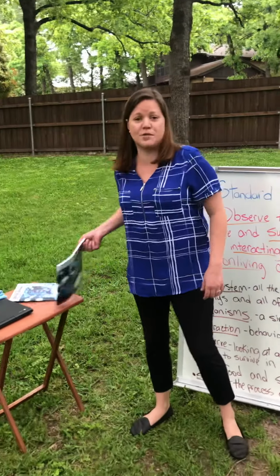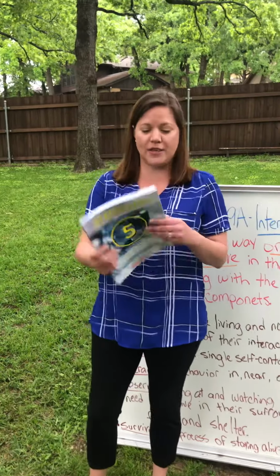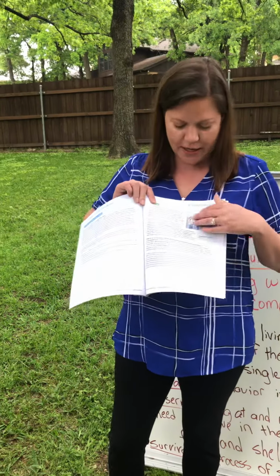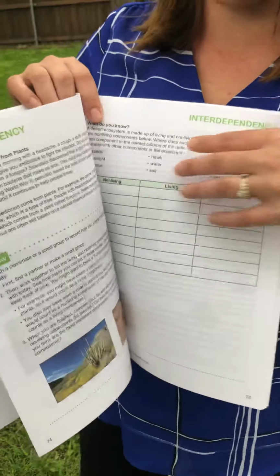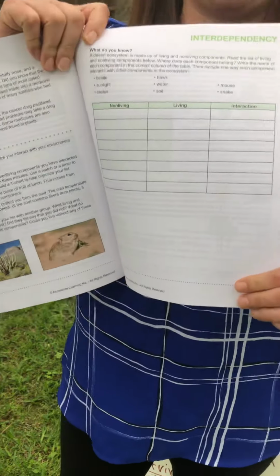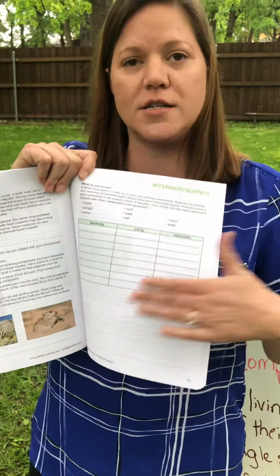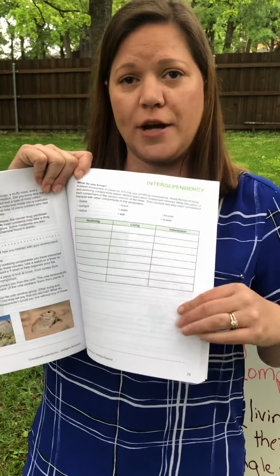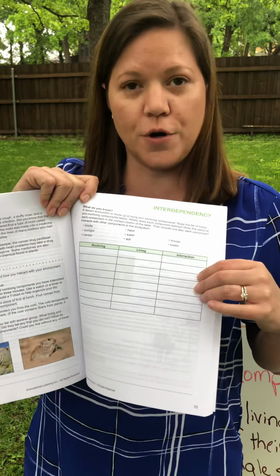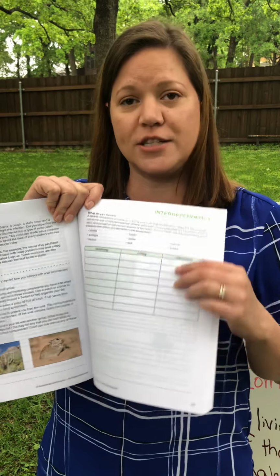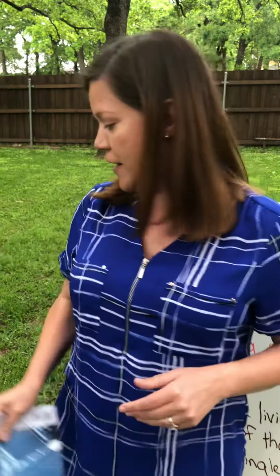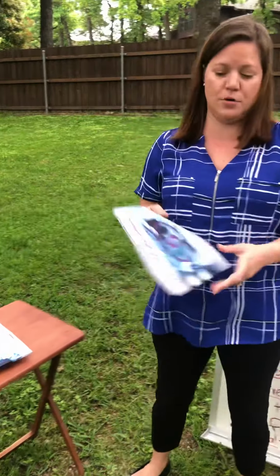This week for your assignment, you're going to need your yellow STEM Scopes book, and you're going to turn to page 71, and you're going to read about interdependency, the different ecosystems, and the living and non-living interactions they have. You're going to take it all the way to page 75 and fill in this chart. I will post the answers for you to check your answers. This is a review to help give you some practice on the non-living and living things and the interactions that they have.